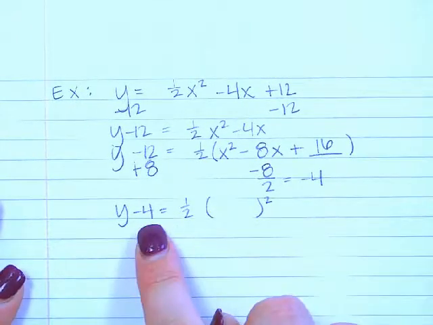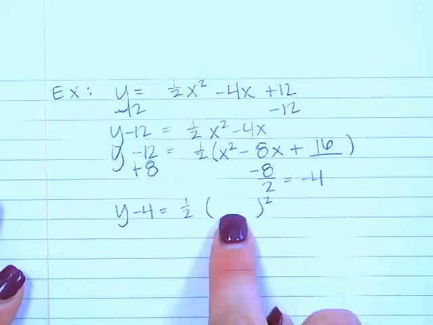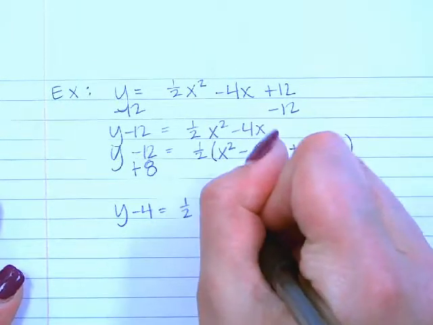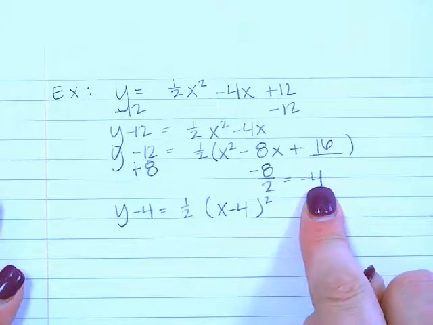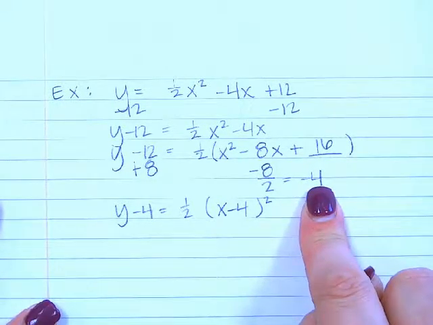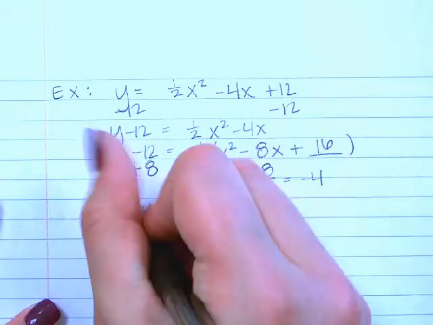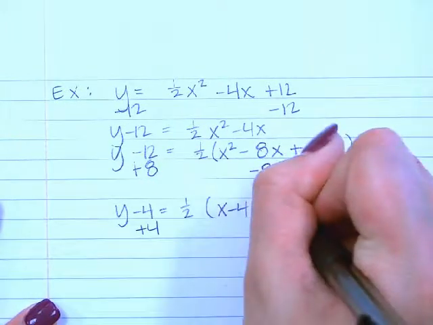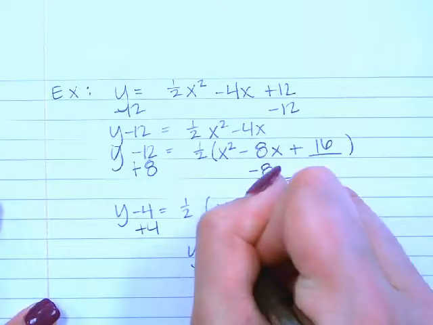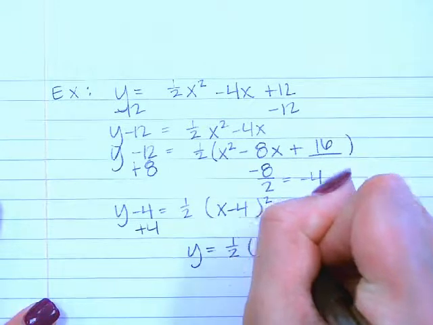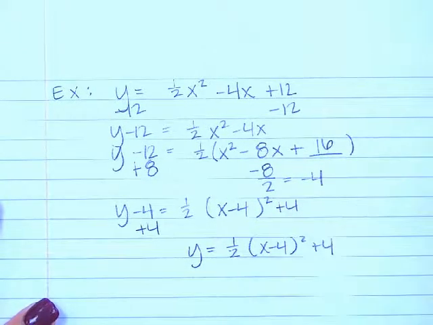And so we have y minus 4, and then this would be x minus 4. And that's because when we divided by 2, we got that negative 4 right there. And now I can go ahead and add the 4 to the other side. And we're done.